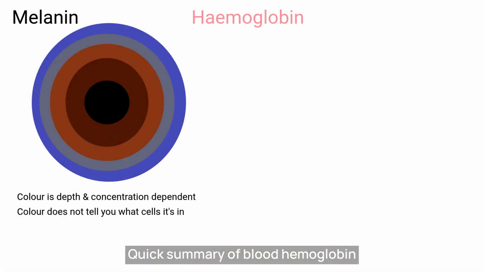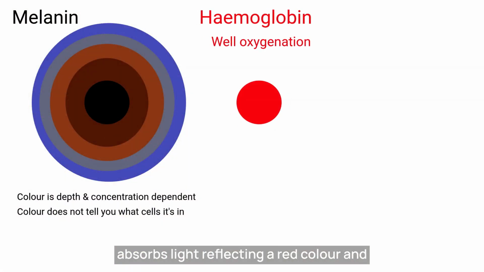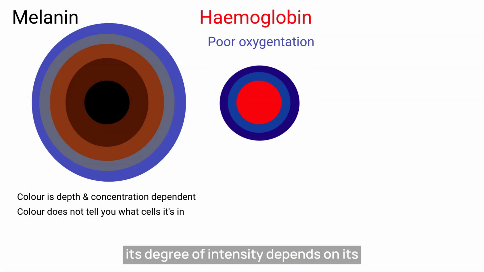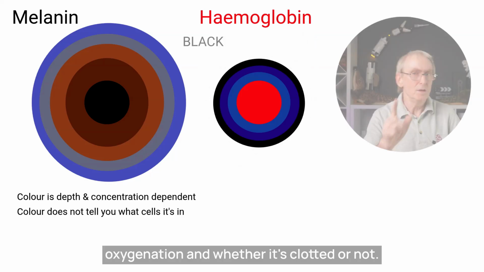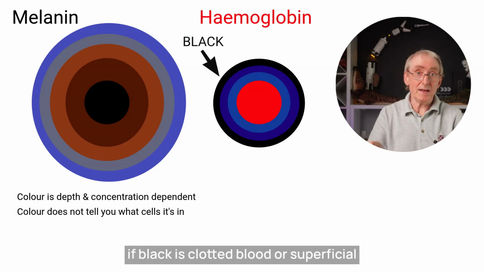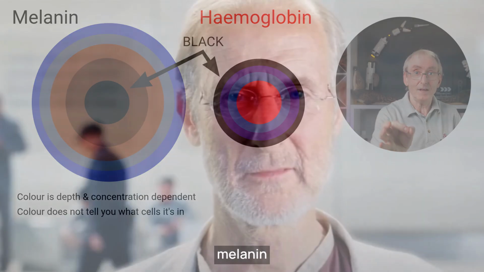Quick summary of blood. Hemoglobin absorbs light, reflecting a red colour, and its degree of intensity depends on its oxygenation and whether it's clotted or not. You might be wondering, how can I tell if black is clotted blood or superficial melanin? That, detective, is the right question.